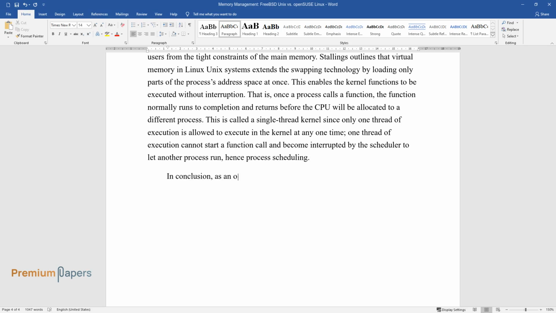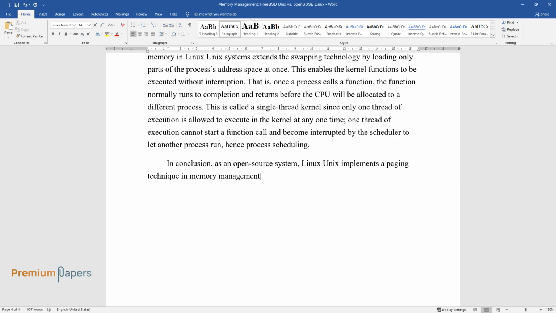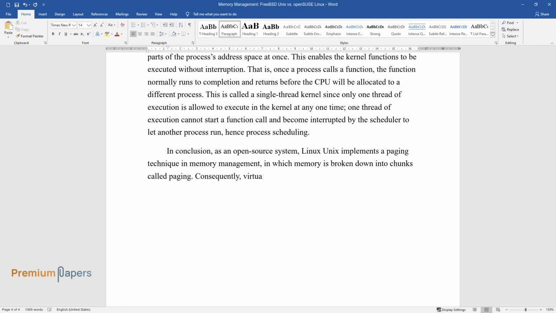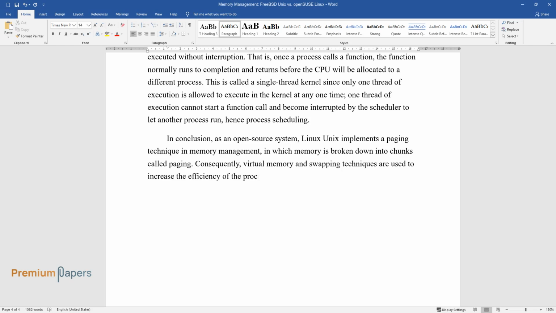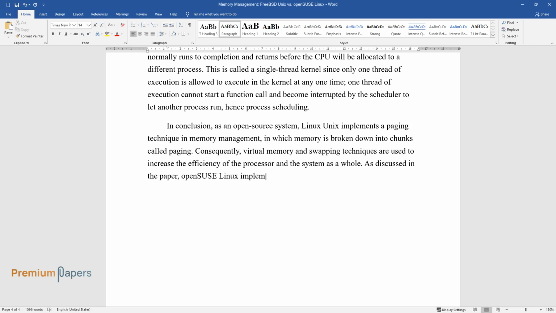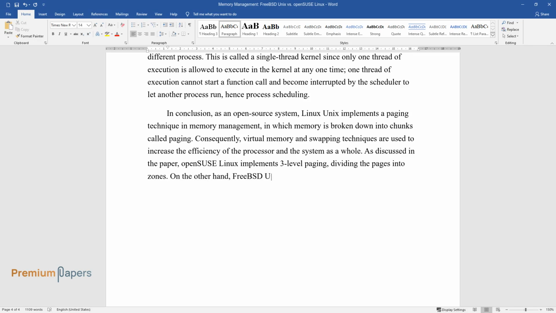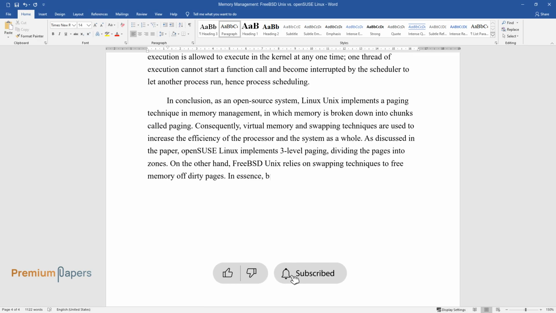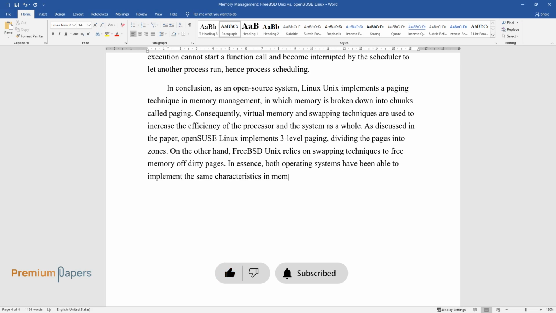In conclusion, as an open-source system, Linux Unix implements a paging technique in memory management, in which memory is broken down into chunks called paging. Consequently, virtual memory and swapping techniques are used to increase the efficiency of the processor and the system as a whole. As discussed in the paper, openSUSE Linux implements three-level paging, dividing the pages into zones. On the other hand, FreeBSD Unix relies on swapping techniques to free memory off dirty pages. In essence, both operating systems have been able to implement the same characteristics in memory management.